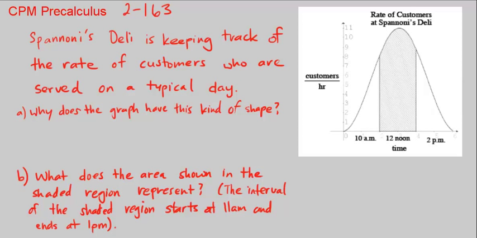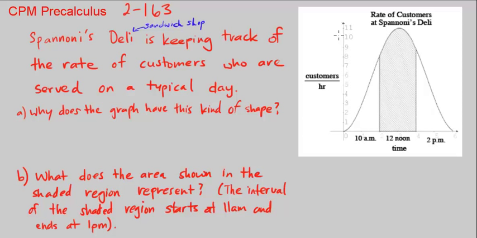This is CPM Precalculus Chapter 2, number 163. So here we have Spanini's Deli, and they're keeping track of the rate of customers who are served on a typical day. We know a deli is just a place where they make sandwiches, so it's a sandwich shop. Okay? And they're keeping track of the rate of customers who are served on a typical day.